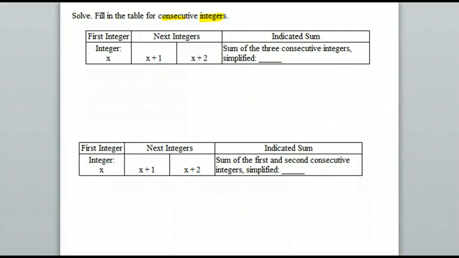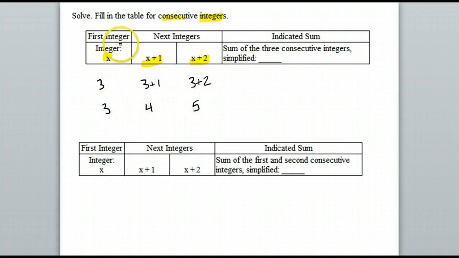Now what they're showing you here in this table is that if x is the first integer, the one after that is x plus 1. The one after that is x plus 2. So just think about it for a second. Let's say our first integer was 3. What's the number after that? 4, which is 3 plus 1. And then the number after that, 3 plus 2. So we get 3, 4, 5.